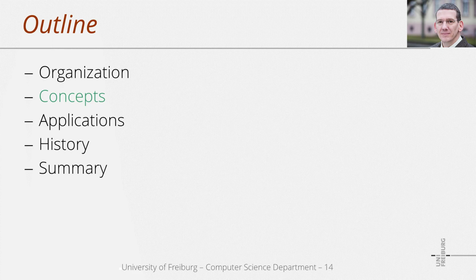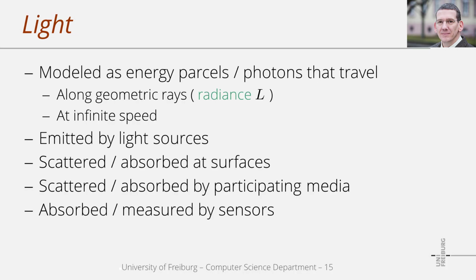Now in the following part of this presentation, I'm gonna introduce some aspects that are relevant in the rendering of images. The most basic aspect that is relevant in image synthesis is the modeling of light. In our graphics world, light consists of photons, which can be seen as small energy parcels. These photons move along straight lines at infinite speed.